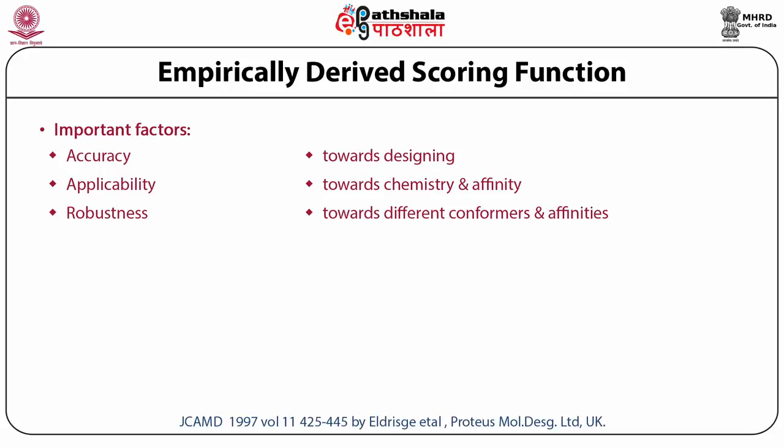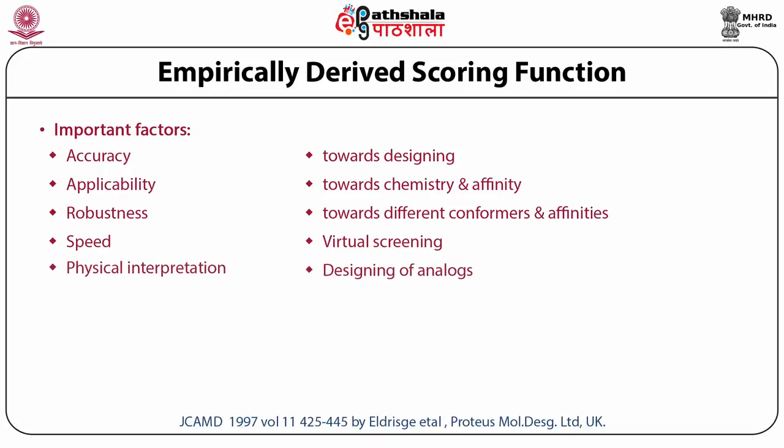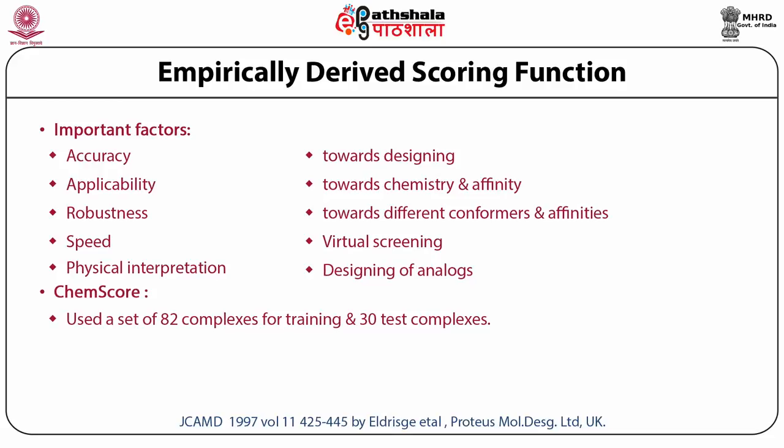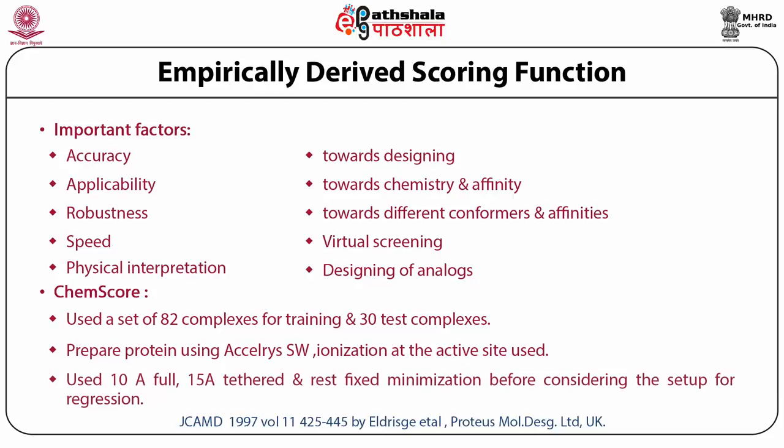The fourth one is speed. It should be done quickly. Another is that scoring functions must have some physical interpretation, so that we can design analogs. ChemScore is one such, which was designed using 82 complexes for the training set and 30 test complexes from the Protein Data Bank, and software was used for ionization, active site, everything done properly. A 10 angstrom interaction energy range and a little bit of tether energy were used, so that the whole regression is done and the interaction energy calculation is complete. Not only that, the equations set up have good regression ability.